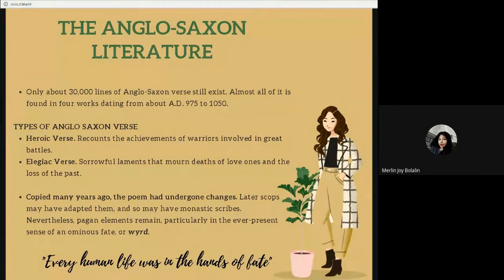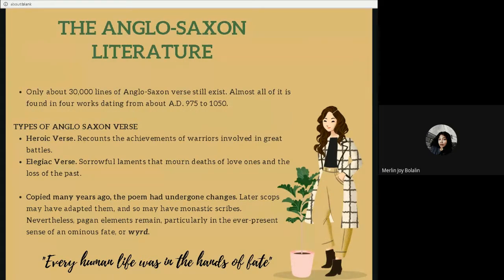Now, what are the types of Anglo-Saxon verse? Like I said, the literature is always related to their culture, their tradition, their lifestyle. And since during that time it was more on battles, invasions, and tribal wars, the types of their Anglo-Saxon verse are heroic verse and elegiac verse. Heroic recounts the achievements of warriors involved in great battles. Elegiac is the sorrowful laments that mourn deaths of loved ones and the loss of the past.